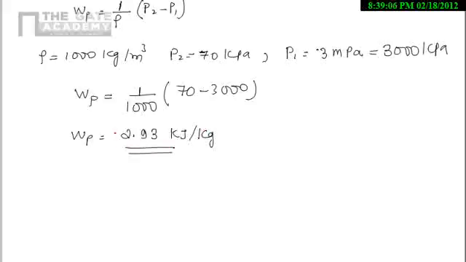So it is coming negative, which means that is the work done on the system. So the pump work, per unit mass of the steam, will be 2.93 kilojoule per kg.